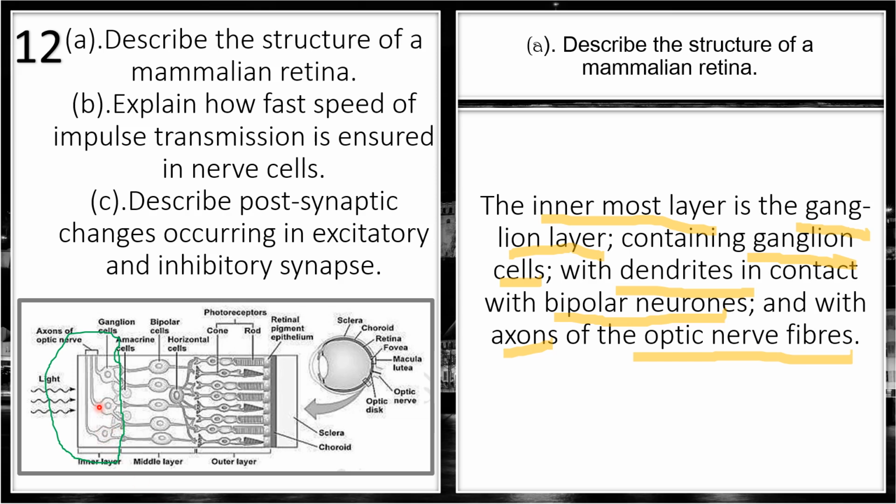These are our ganglion cells, which have got dendrites. These dendrites are connecting with, or are in contact with, the bipolar cells, and they also have the axons, these axons of the optic nerves that are taking the message to the brain. That is what we call the innermost layer.